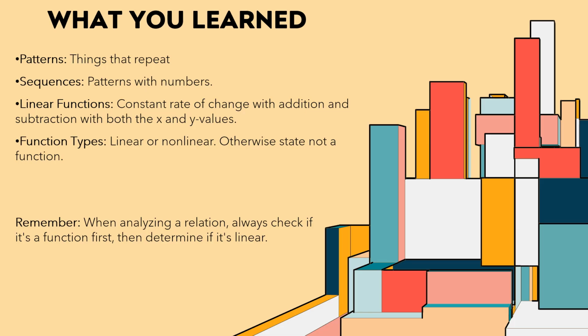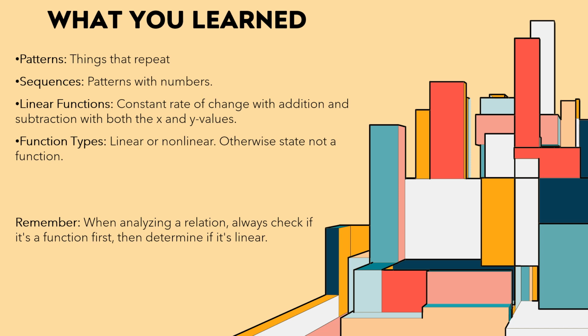Okay, here's what we learned today. First, we learned patterns are things that repeat. If it repeats, it's a pattern. A sequence is a mathematical pattern because it has numbers. So anything with numbers or values that repeats, and this could include expressions or equations because those are numbers, any pattern with numbers is a sequence.